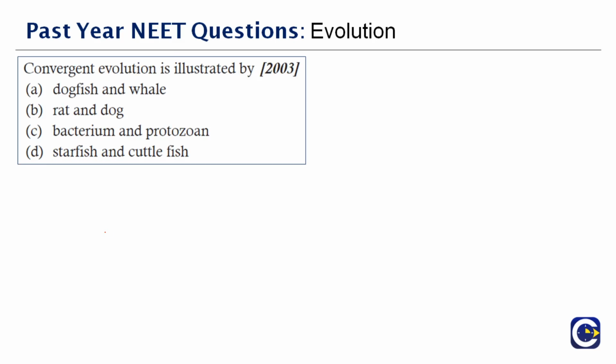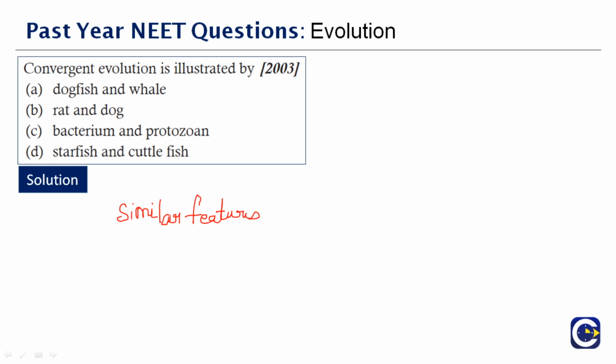Next question here. Convergent evolution is illustrated by. Again, this also was asked in the year 2003. Now what do you mean by convergent evolution? We have to discuss that first. Convergent evolution is the independent evolution of similar features in species of different periods in time. Convergent evolution creates analogous structures that have similar form or function but were not present in the last common ancestors of those groups. So now you should be clear.